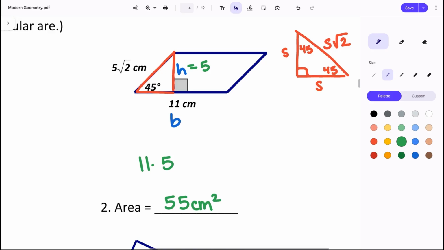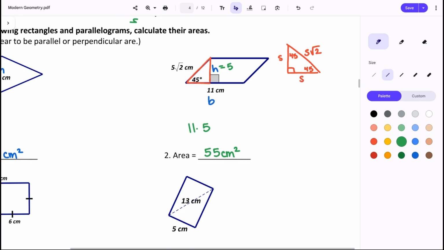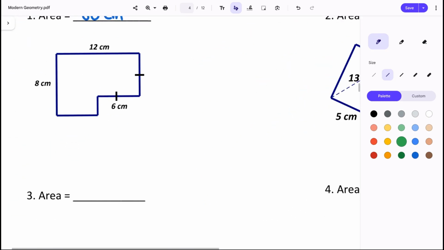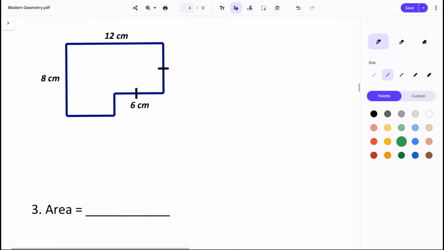Questions on those first two before we go on to the second two? All right. Let's talk about this one. Does anyone have an idea how we could approach this problem?